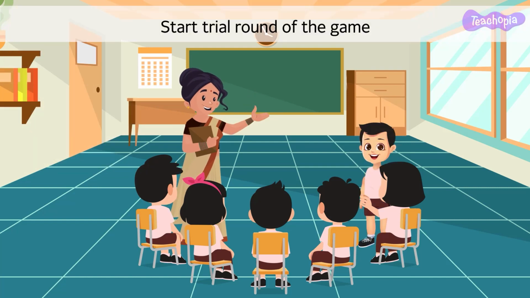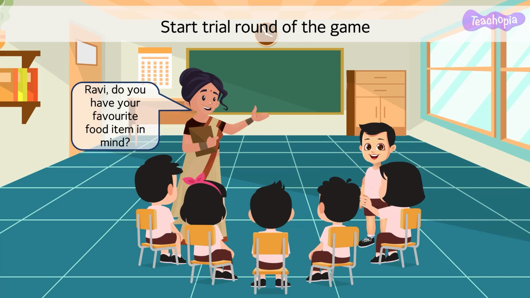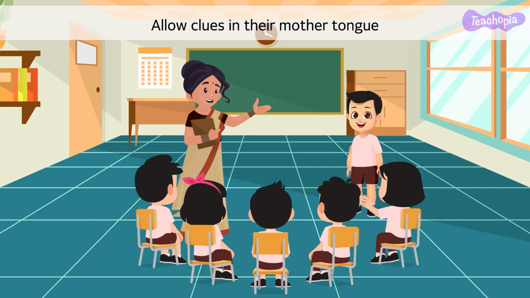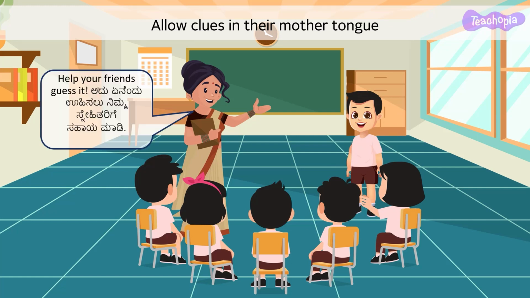Start the game with a trial round. Call any child to the front of the class. Ravi, do you have your favorite food item in mind? Yes, ma'am. At first, allow the learner to give clues by themselves, even if it is in their mother tongue. Help your friends guess it.